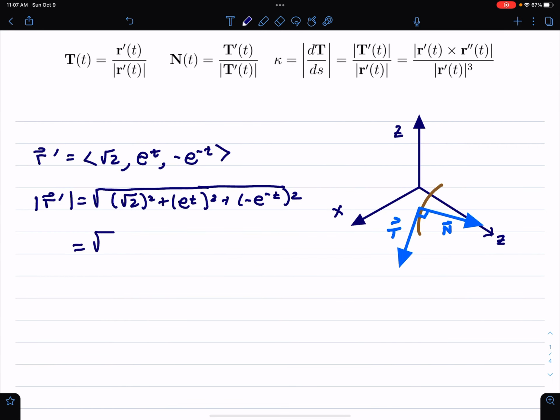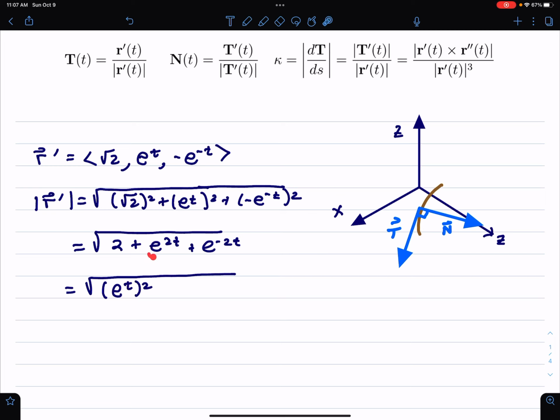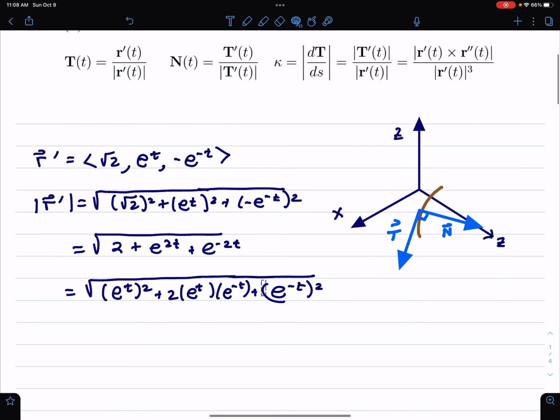So this gives square root of 2 plus e to the 2t plus e to the negative 2t. And where'd the negative go? Well, negative squared makes positive. And how do you raise a power? You multiply the 2 times t. Now, what we have actually is e to the t squared, that's the e to the 2t part. We have e to the negative t squared. The middle term is 2, and the way you could think of this is e to the t times e to the negative t.